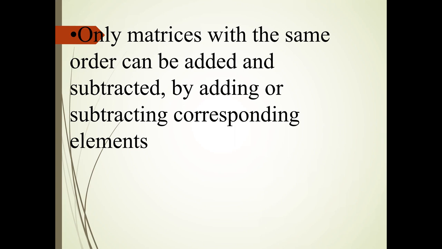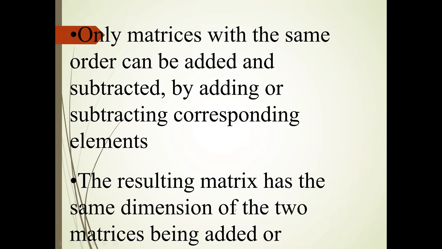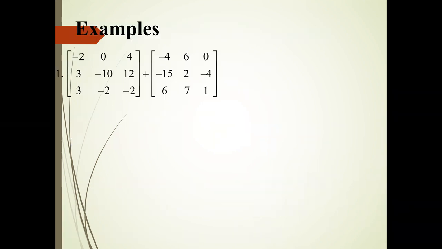Now, how do we go about adding or subtracting? We add or subtract corresponding elements. We'll soon look at some examples. The resulting matrix that you get, so your final answer, should have the same dimension, the same order as the two matrices that you were adding earlier on.